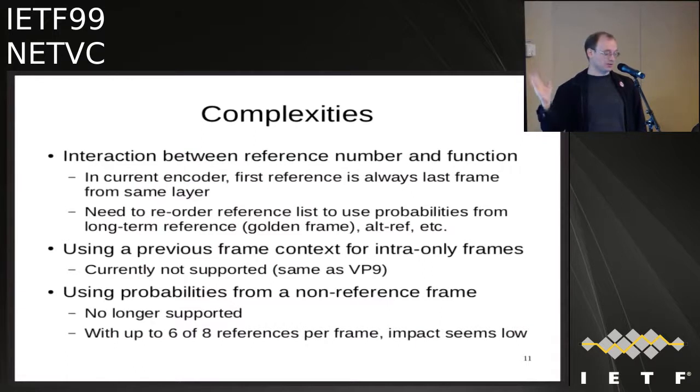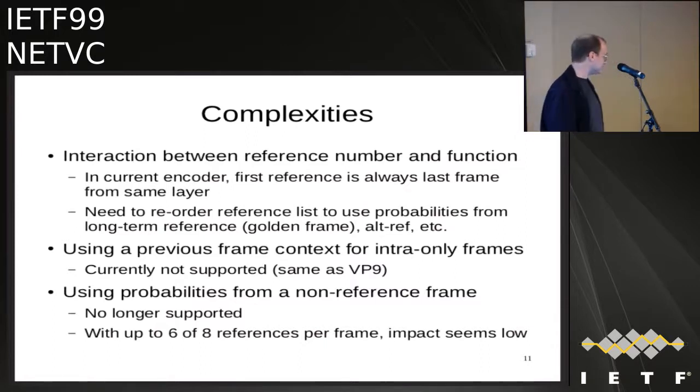And finally, previously you could have probabilities from a non-reference frame, and now you can't, just because there's no way to code that. But since we now can list up to 6 of our 8 potential references as references for the current frame, the impact of that seems kind of low. It seems like whichever frame you want to draw probabilities from, it's probably going to have some useful pixels in it to predict from. And if not, there's some other frame that you could drop that wouldn't have been that important anyway with a list of 6 of 8.